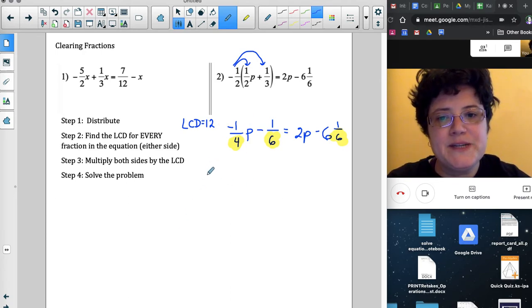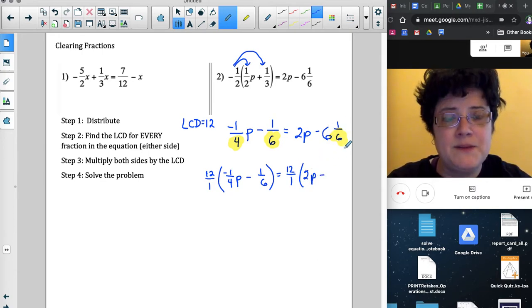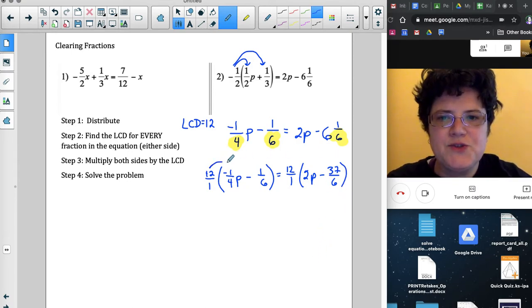Okay, so here's what I'm going to do. I'm going to do 12 over 1, and I'm going to distribute that into negative 1/4 p minus 1/6. And then on the right-hand side, I'm going to do the same thing. I'm going to multiply 12 over 1 times 2p minus, and I'm going to change this into an improper fraction so that I can multiply it by 12. So 6 times 6 is 36, plus 1 is 37/6. And so now I'm going to distribute these 12.